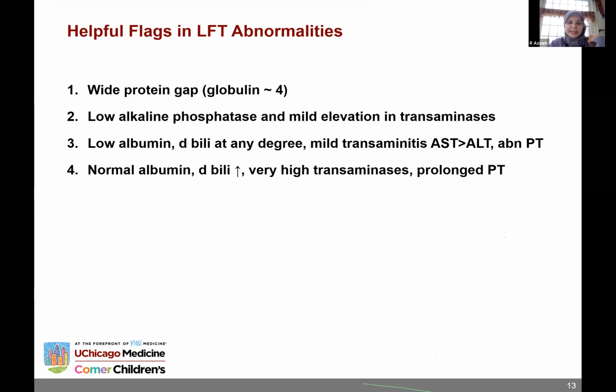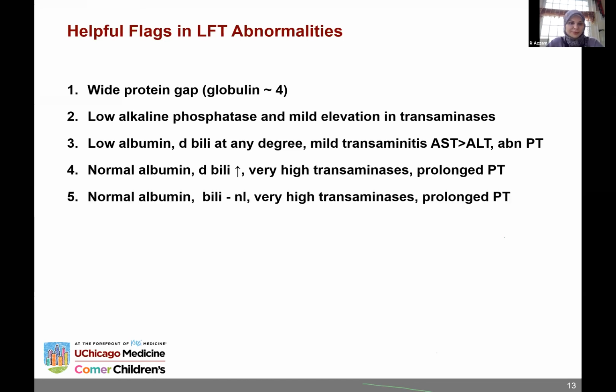Normal albumin, direct bilirubin elevated, very high transaminases, and prolonged PT. So the prolonged PT puts them in the category of acute liver failure. Very high transaminases. Bilirubin is elevated, but normal albumin. The process that causes the albumin to go down has not yet been sufficient in length to cause the albumin to go down. So that is acute liver failure. And of course, the differential is very long, needs another talk.